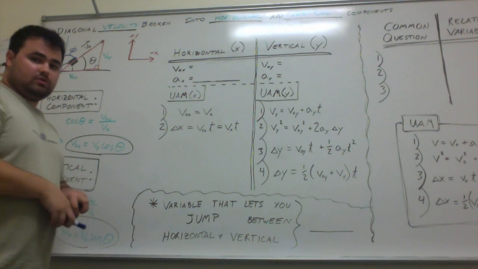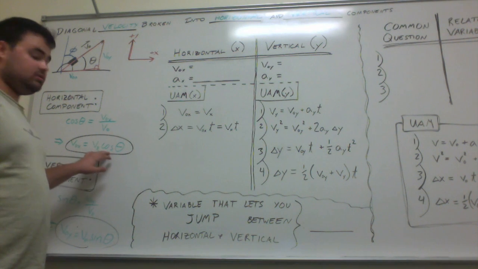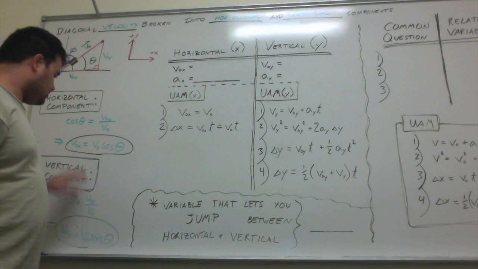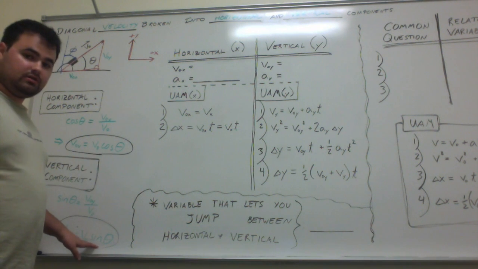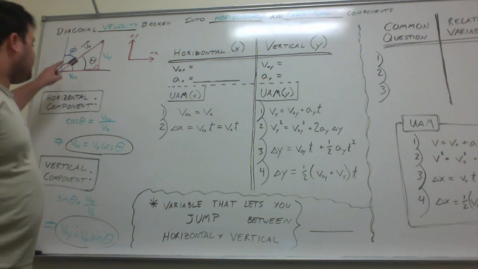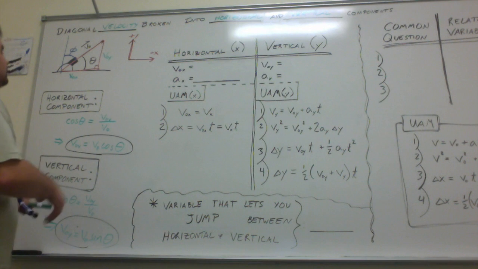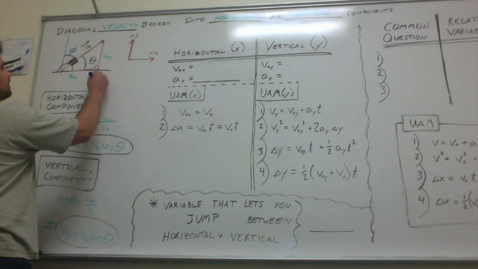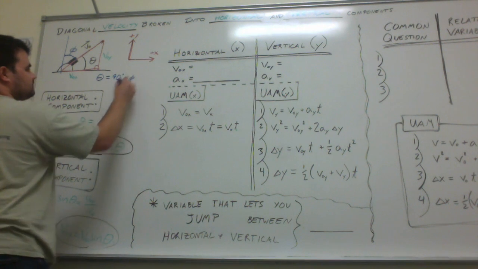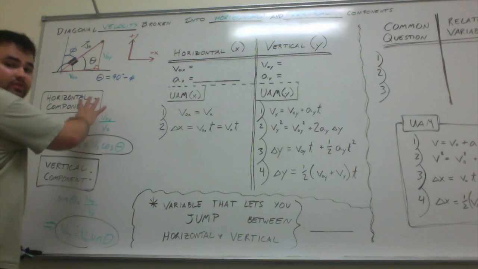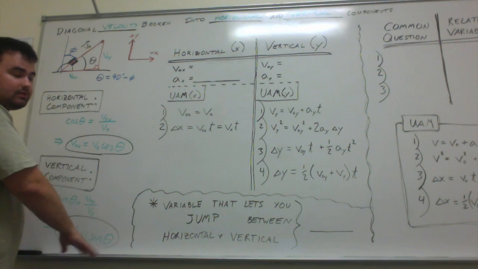In which case you would either switch these relationships so that v naught x is dealing with sine, and v naught y deals with cosine. Or you could work your way to find the angle with relation to the horizontal. So you could say something along the lines of, the horizontal angle is 90 degrees minus the vertical. And then do the same kind of thing that we just did here, with horizontal is cosine, vertical is sine.